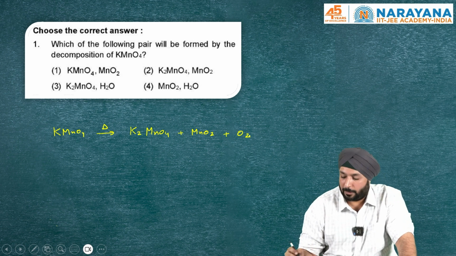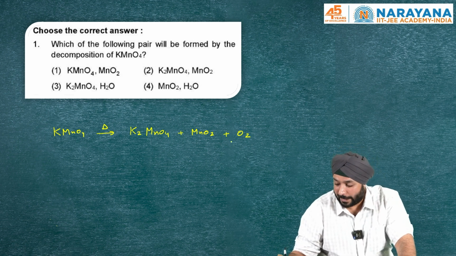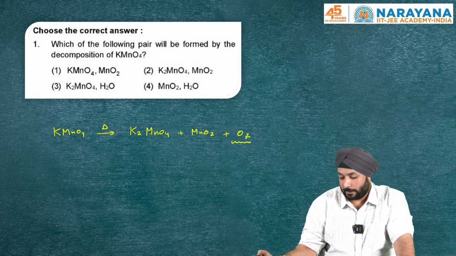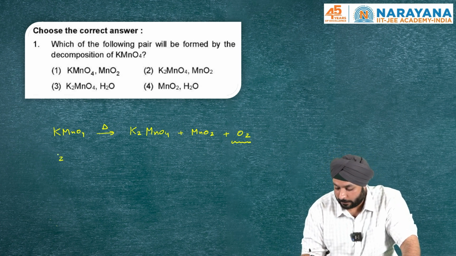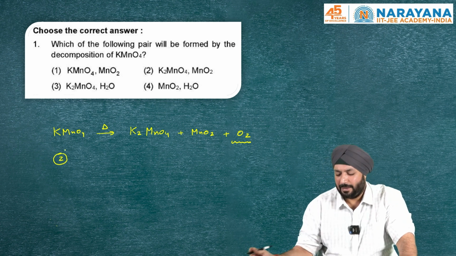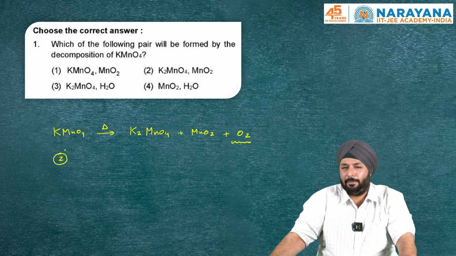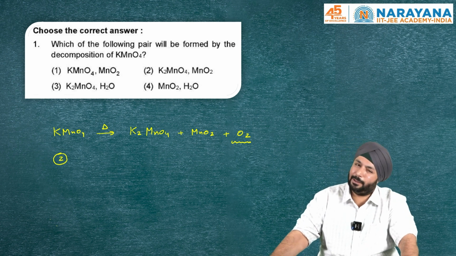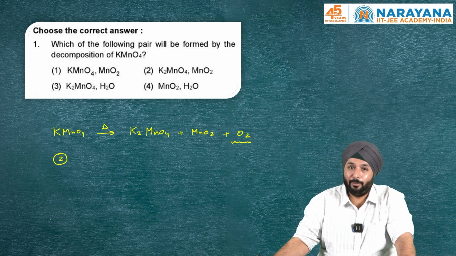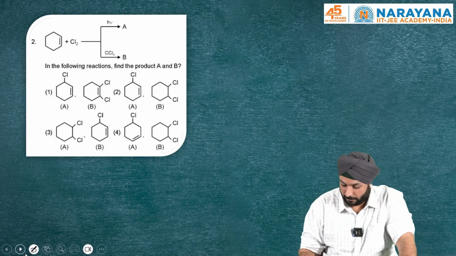So it is also one of the methods to produce oxygen gas from KMnO4. So the correct option should be option number 2. It is a very simple, memory based question given in d-block elements. If we have read the properties of KMnO4, every student can easily answer that. So we'll move to problem number 2.